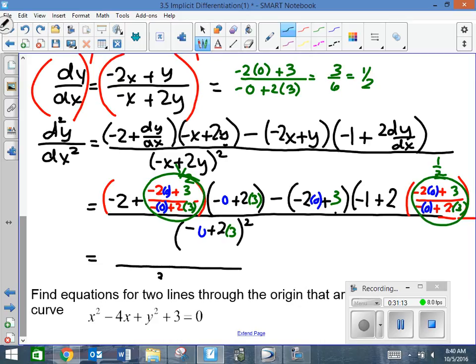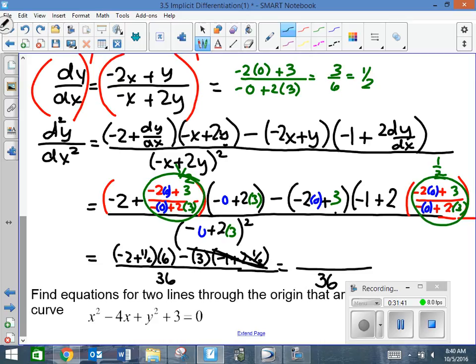This is 6 squared, 36 on the bottom. On top: (-2 + 1/2) times 6, minus 3 times (-1 + 2 times 1/2). All right. This is 1, this is 0. So that's done then, right? This whole piece cancels itself out because it's 0?